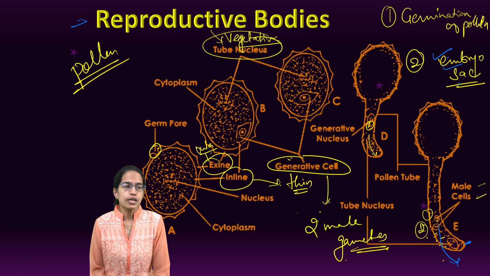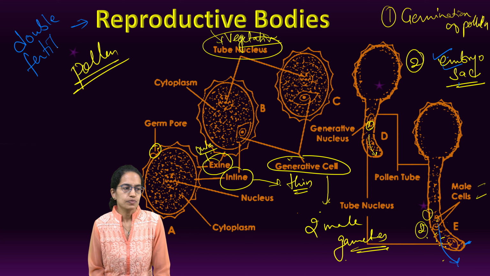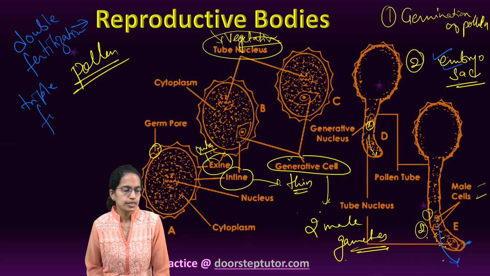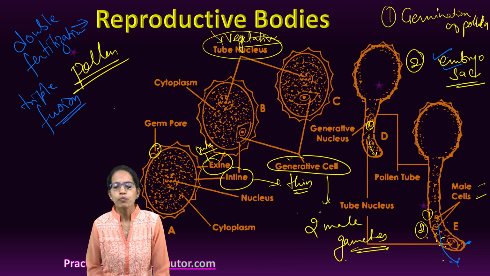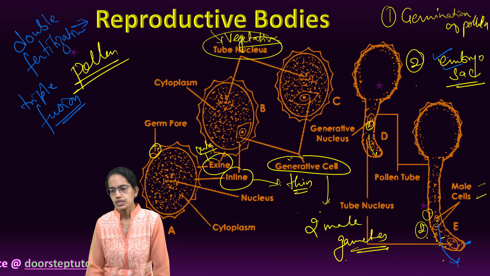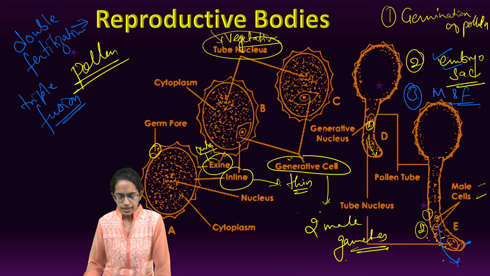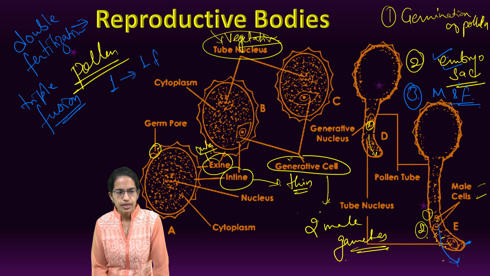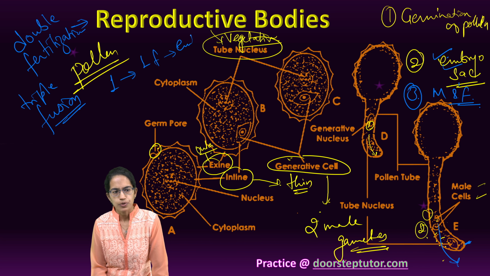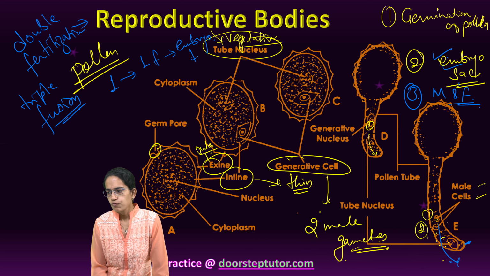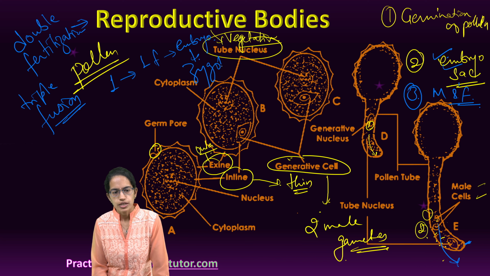The most important aspect is that this process is called double fertilization and triple fusion. We would understand in a while why it is called so. But to understand another important thing, the third important thing is the fusion of the male and the female gametes. So two male gametes move through here. One male gamete fuses with the one female gamete and forms the embryo. This embryo forms the zygote later on.